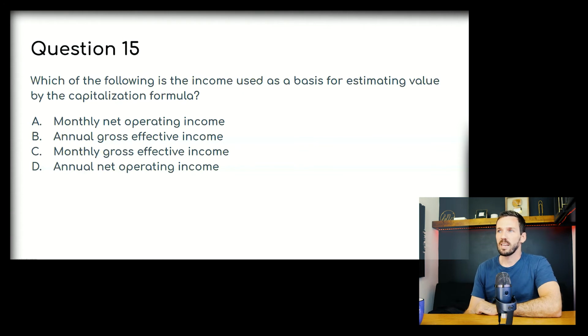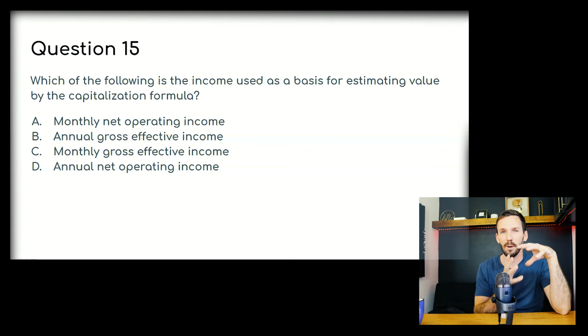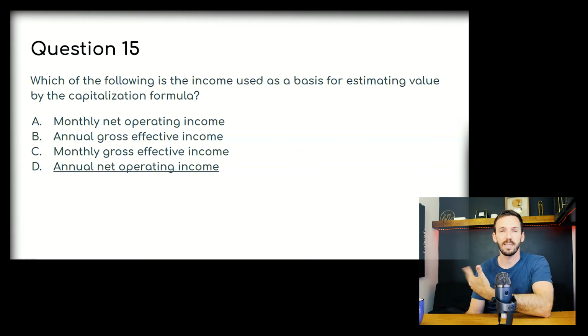Which of the following is the income used as a basis for estimating value by the capitalization formula? Monthly net operating income, annual gross effective income, monthly gross effective income, annual net operating income. So when finding cap rate, you look at the gross income minus the operating expenses. That gives you the net operating income. Net means what's left, basically. D is the answer, annual net operating income.